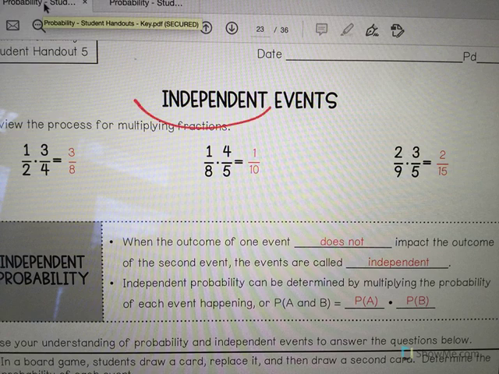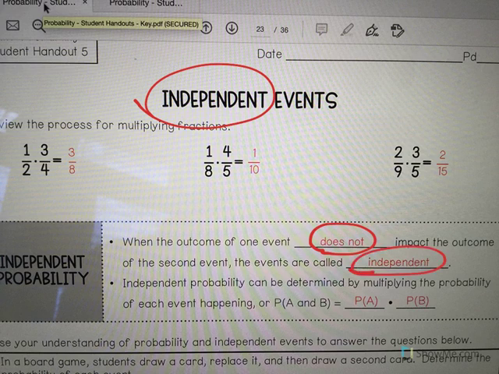Okay, today we're talking about independent events. That means the events don't depend on each other. I know that sounds obvious, but that means each event can happen separately. They don't need one another. So when the outcome of one event does not impact the outcome of the second, it's called independent.